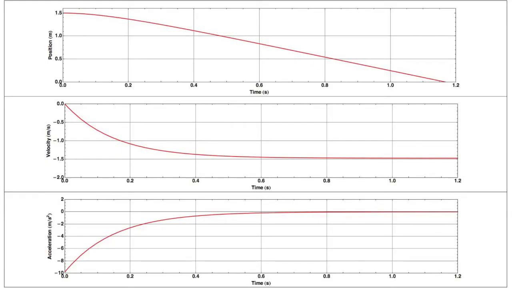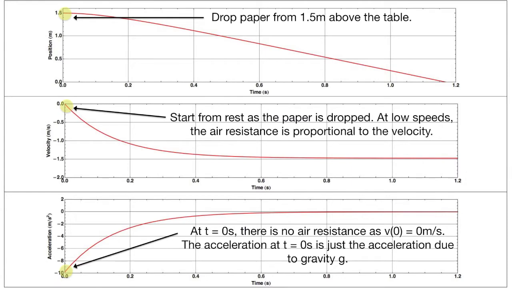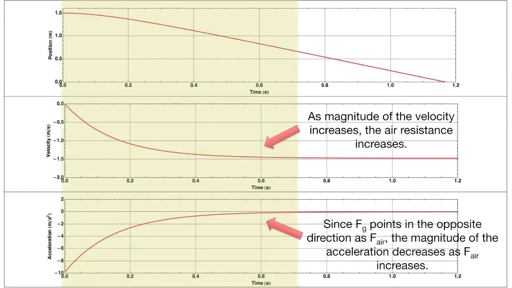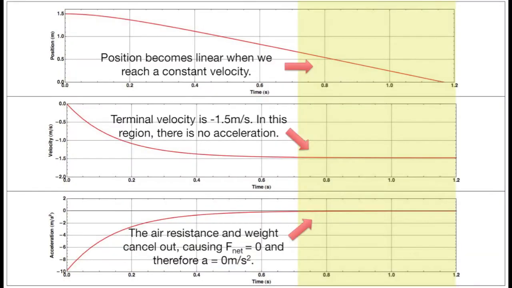Let's look at how the position, velocity, and acceleration of the sheet change over time. At t equals 0, we start with no air resistance as the ball is dropped from rest. The acceleration is just the acceleration due to gravity, g. As the magnitude of the velocity increases, the air resistance increases. This causes the magnitude of the acceleration to decrease. We reach terminal velocity when the air resistance and the weight cancel each other out, giving us zero acceleration. The velocity is then constant while the position is linear.